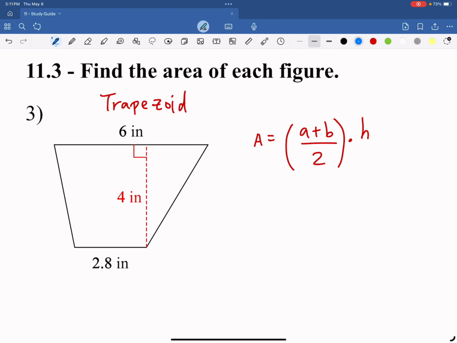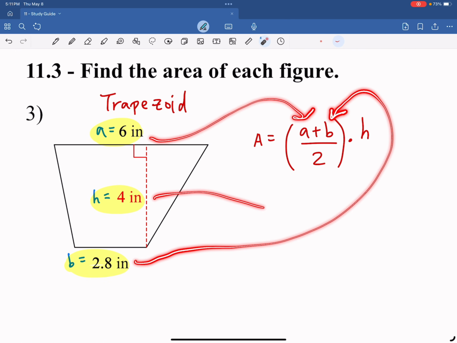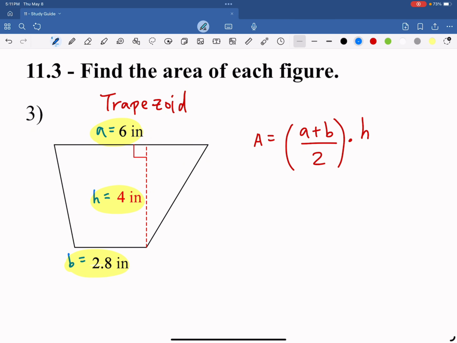Well, let's label everything. A is going to be 6, B is going to be 2.8, H stands for height, and so these are the three values that we're using, right? So as long as we plug them into the proper position, we should have no problem. And so that's going to be equal to 6 plus 2.8. Kind of ugly. Oh well.